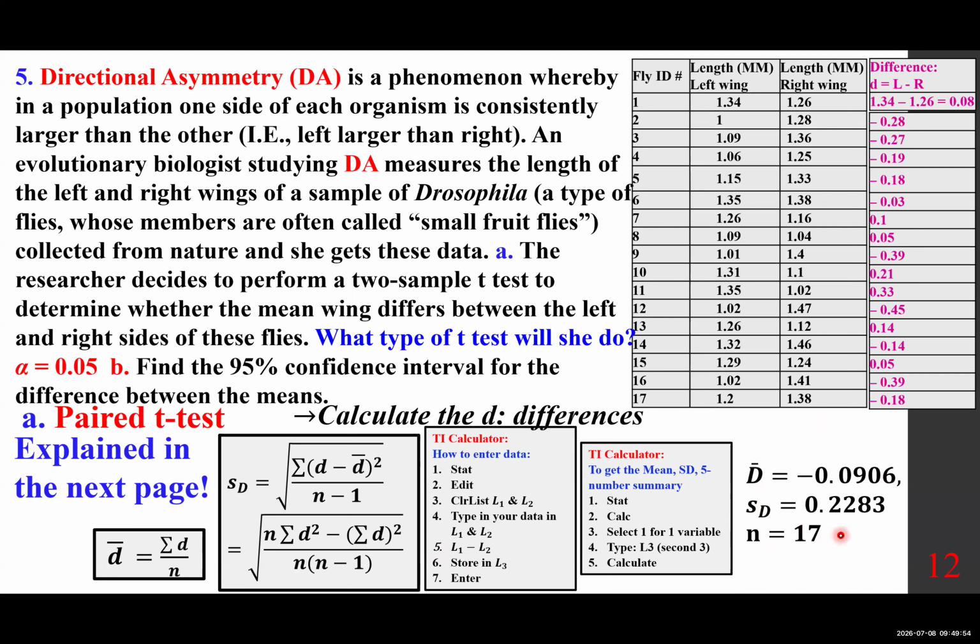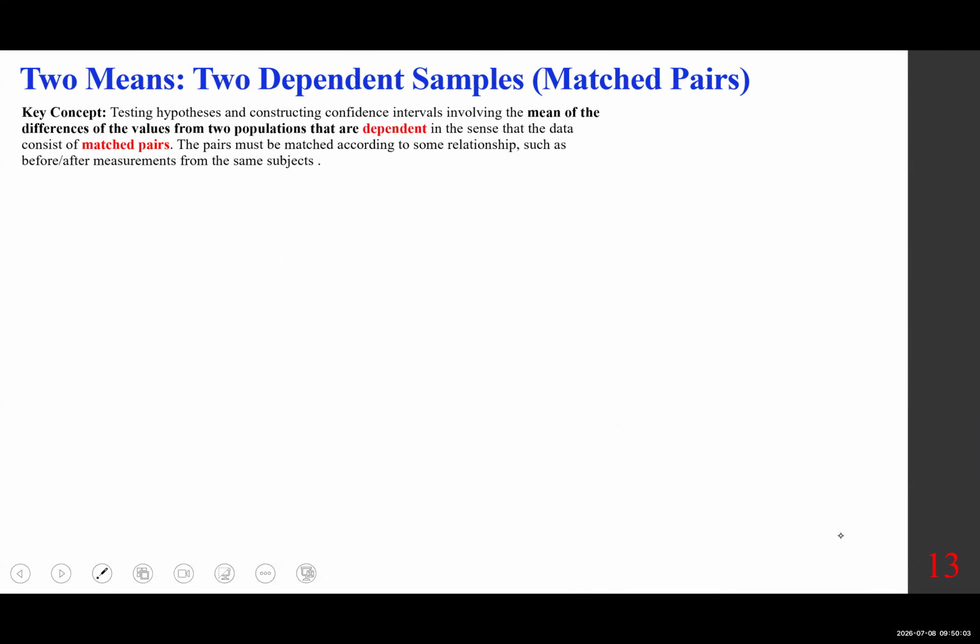Imagine you have one sample. You can use the formula here, or the formula for just one sample is for the mean. All right. Two means, two dependent samples, matched pairs. Key concept.